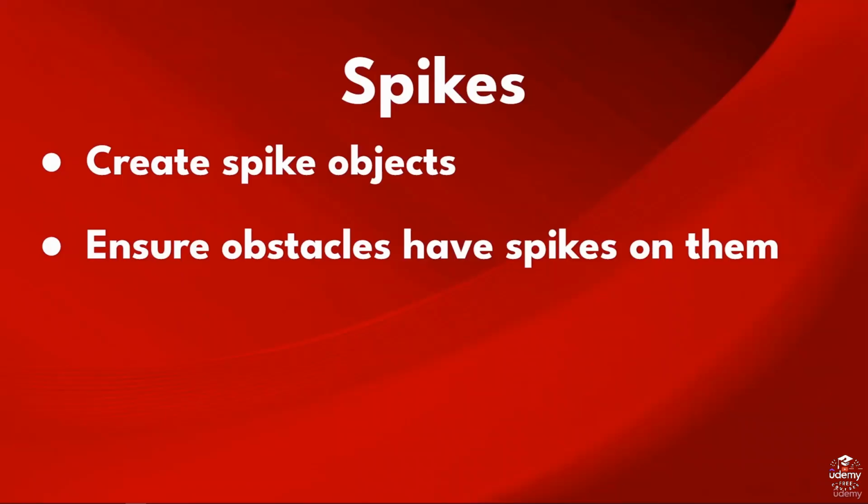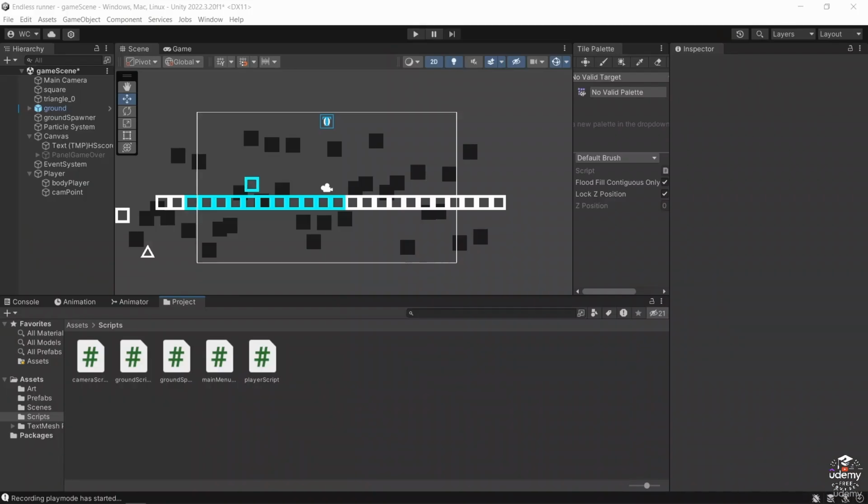All right, so in this section, we're going to go ahead and create the spikes. We're going to start off creating these spike objects themselves. Then we're going to go ahead and ensure the obstacles have spikes on them. Let's go ahead and jump right in. All right, let's go ahead and get started.